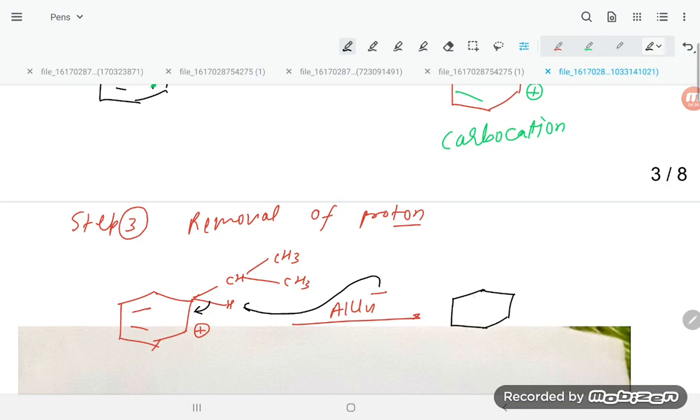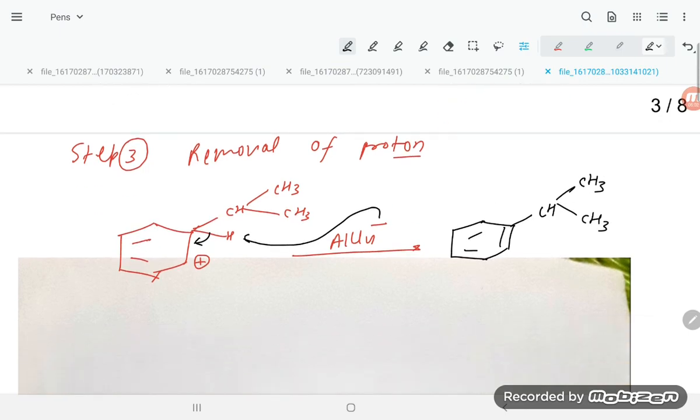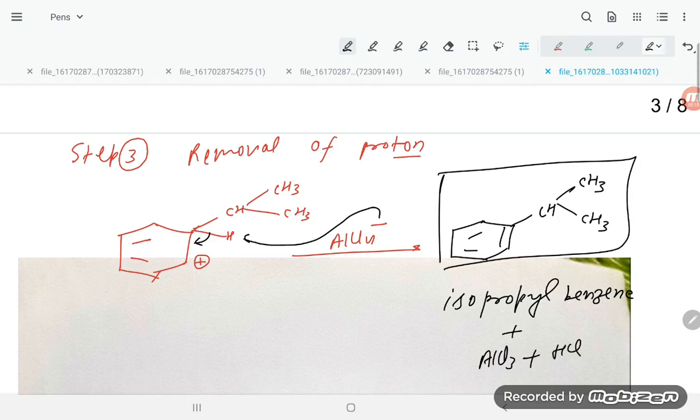So dear student, let us have a look over the product. What product are you going to get? This is CH, and here is CH3 and this is the CH3. So this is the isopropyl benzene. And what other products are there? Other products are AlCl3 as a catalyst, and plus HCl. So major, this is our required answer.